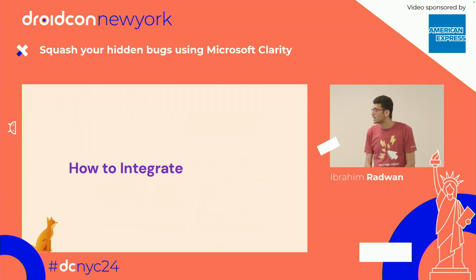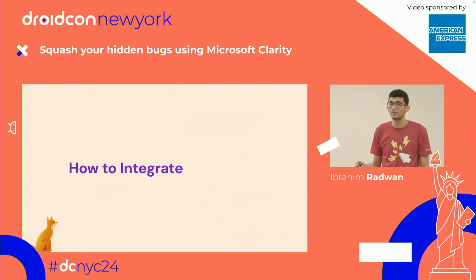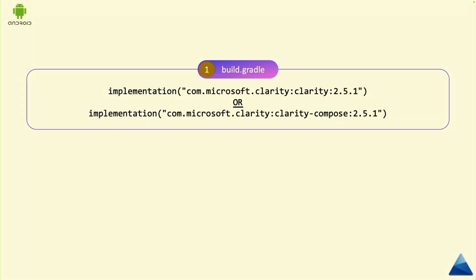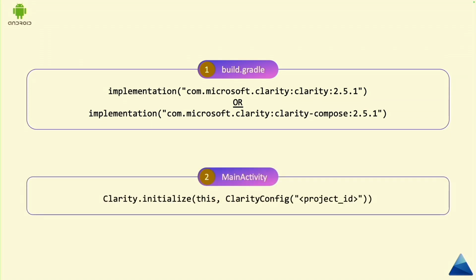Okay, so now let's move to the more technical part, which is how to integrate Clarity in your application. It's a very easy thing. You just basically add Clarity as a dependency. And if you're using Compose in your application, you add the Compose variant of the dependency. And then with just a single line of code in your startup activity, you are able to initialize Clarity like this.